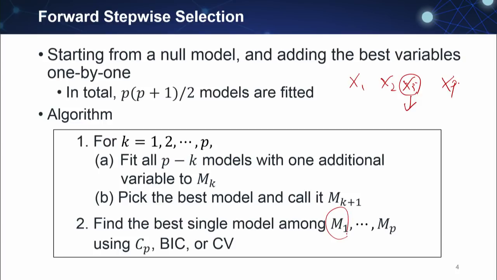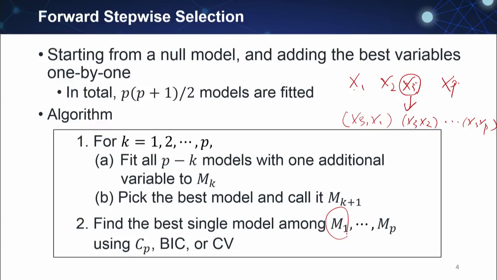Then in the next step, to find the best model with two input variables, we test the model with x3 and x1, x3 and x2, and so on, up to x3 and xp. In total, p minus 1 models.